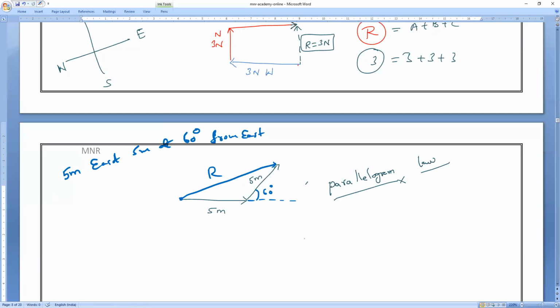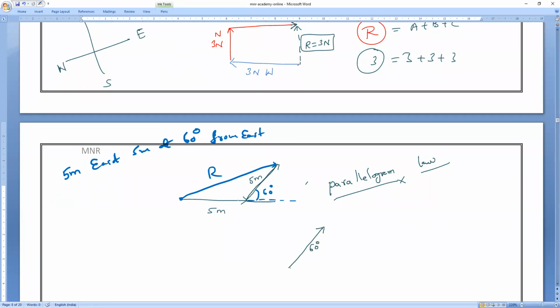Very simple. For example, sir, the same question I will find it. So we want to find the resultant force. Observe very carefully. What is the angle between them? Everybody, how much is the angle? 60 degrees.